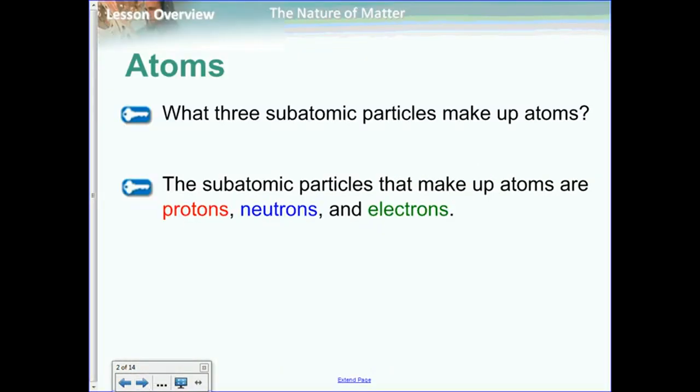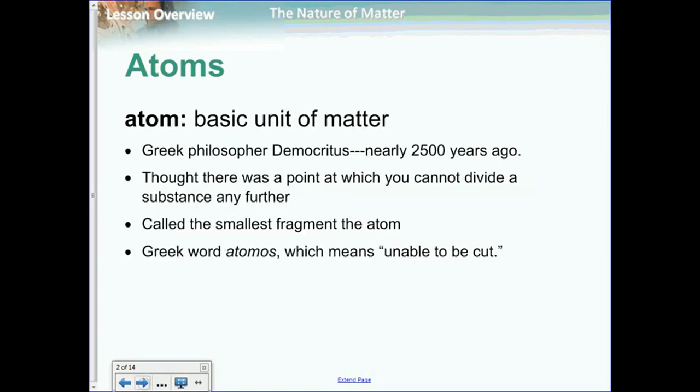Section 2.1. So there's two key concepts. Here's the first one: what are the subatomic particles that make up atoms? And we have three: protons, neutrons, and electrons. So key concepts, definitely need to write that down.